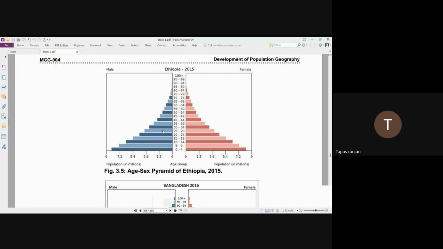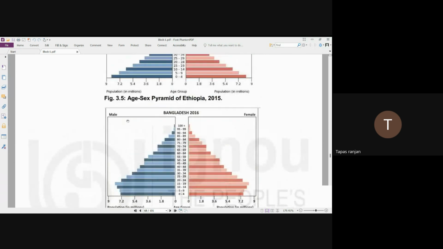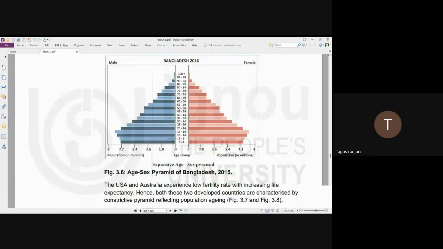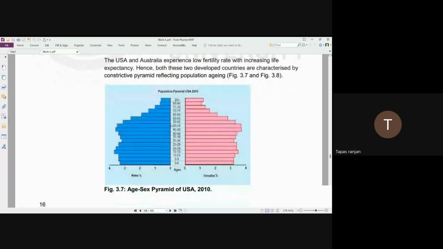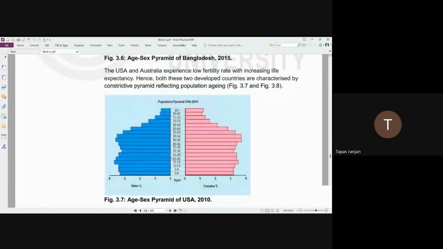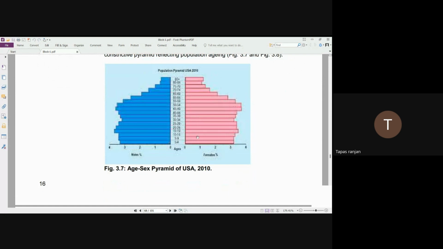So this is the structure of Ethiopia, and it is somewhat like India. Okay, this is the structure of Bangladesh, although the birth rate is reducing a bit. So this is the structure of USA, and this kind of flat-bottom structure is basically found in developed nations, because they have a stationary population.